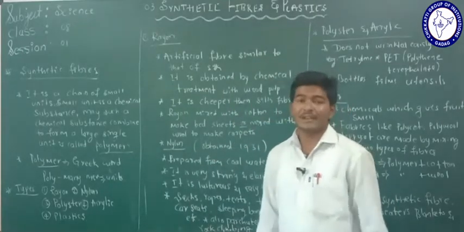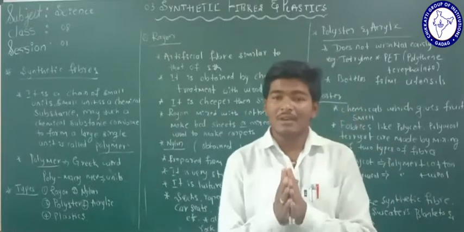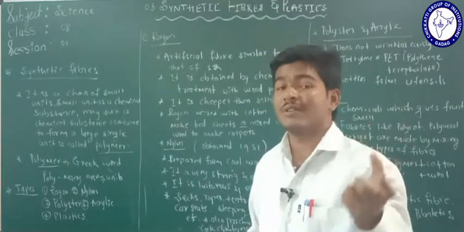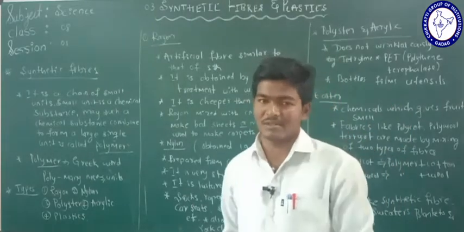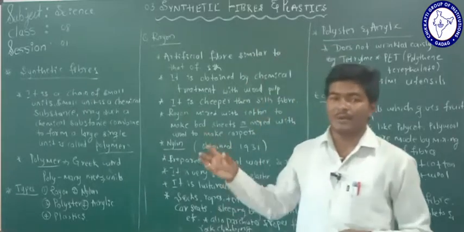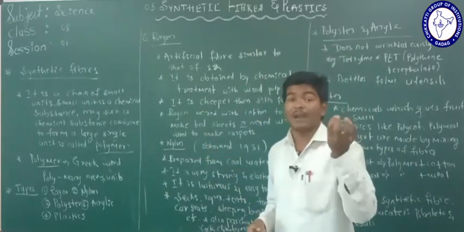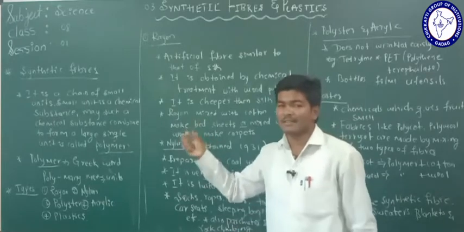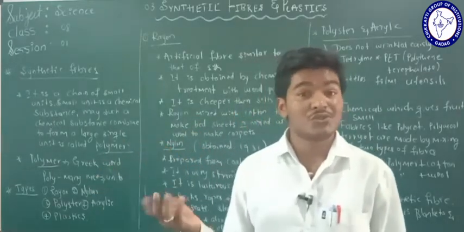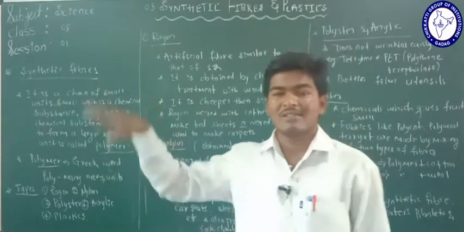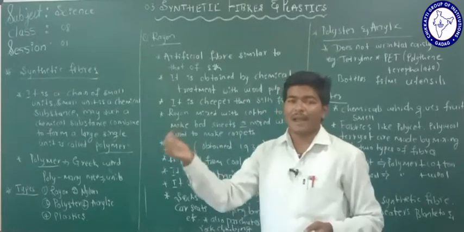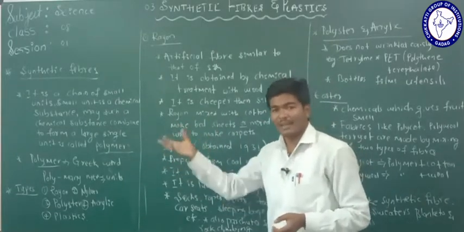In the previous classes you studied about fabrics and fibers, and you know what natural fibers and synthetic fibers are. Natural fibers are the fibers obtained from plants and animal products. For example, cotton fiber, silk fiber, jute fiber, wool fiber are all natural fibers. Why? Because they are obtained from plant products as well as animal products.